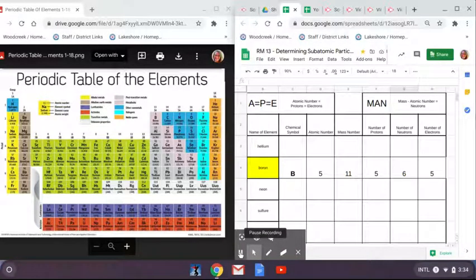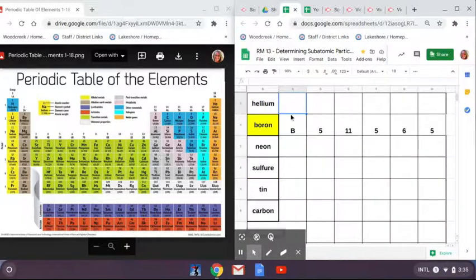So I already have two examples done. So we're going to start with helium. Make sure you have your periodic table with you. Helium's chemical symbol, so you need to look on the periodic table. Helium's pretty easy to find. Its chemical symbol is capital H, lowercase e.